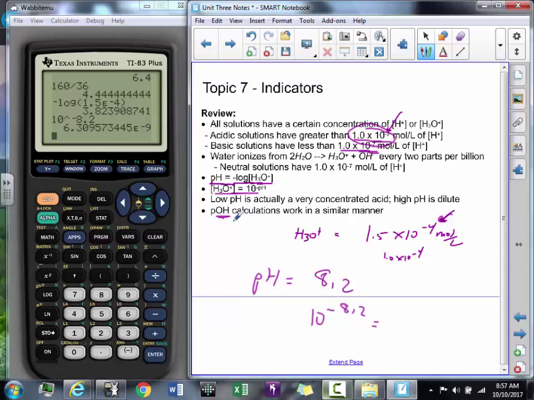Then we learned about pOH. pOH is really silly because honestly it's the exact same scale as pH, only it's flipped. I think I even have a slide of that in these notes here.